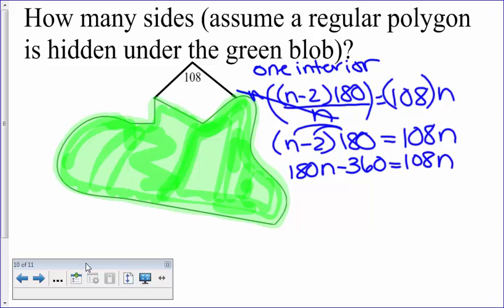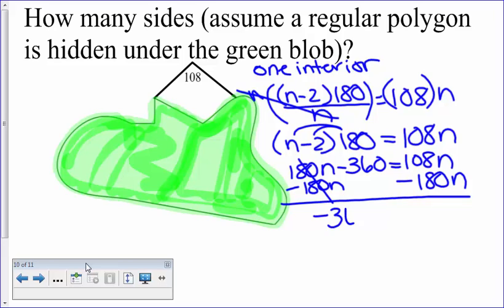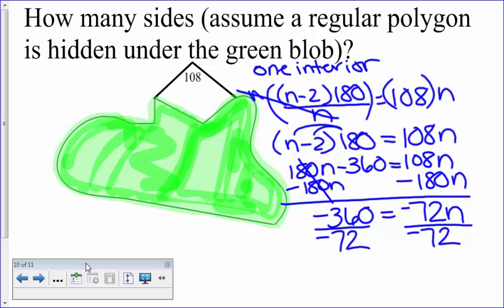Now we have variables on both sides, so I've got to subtract 180n from both sides. That cancels out. Now I'm left with negative 360 equals negative 72n. And then our final step would be to divide both sides by negative 72. Cancel out. Negative over a negative turns positive. Okay, so we get 5 is equal to n. That means that's a 5-sided figure underneath that little green blob.